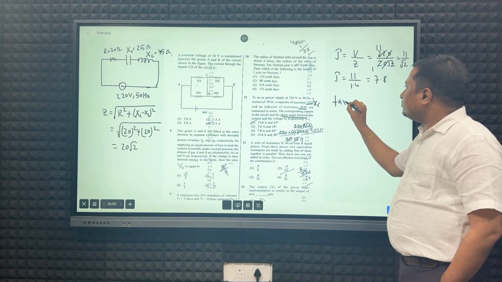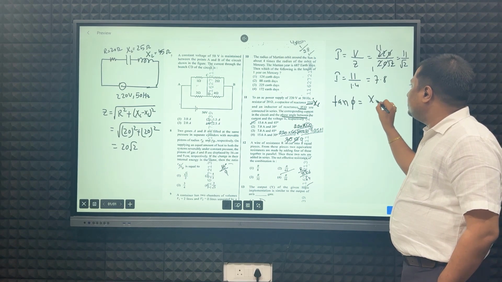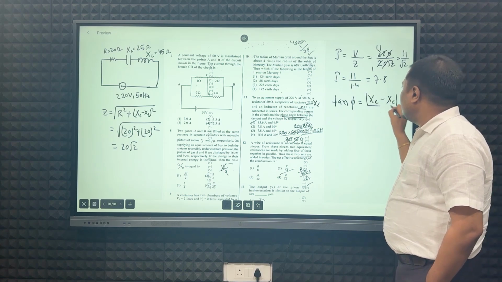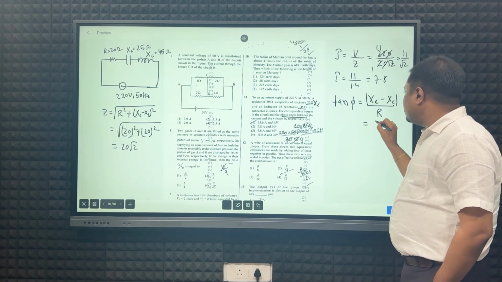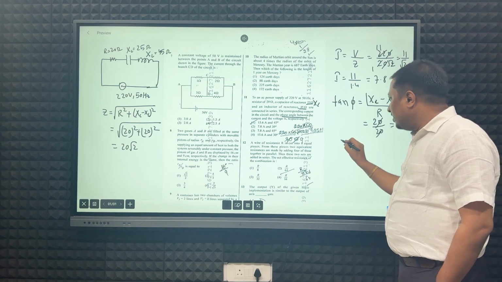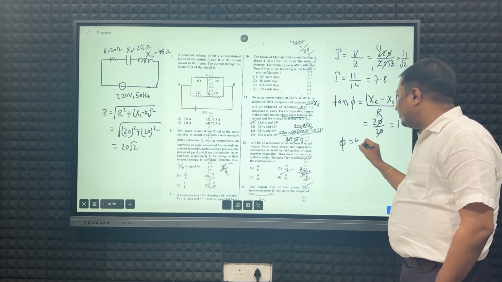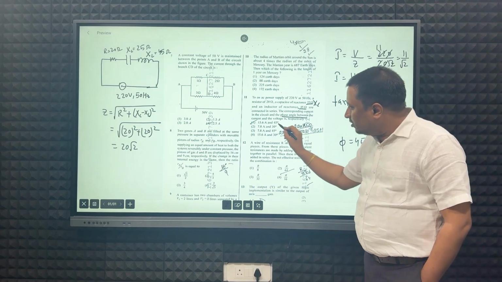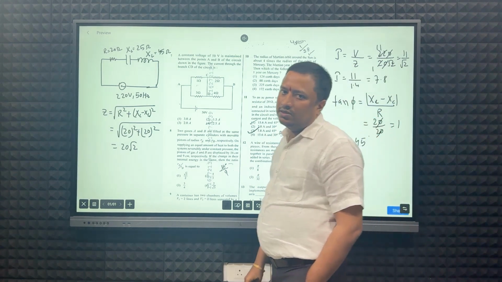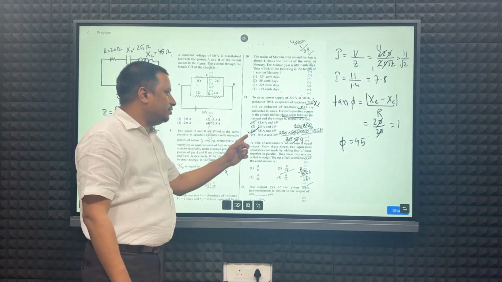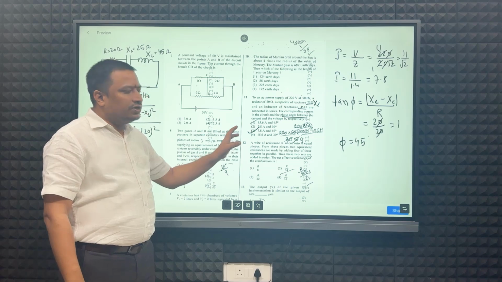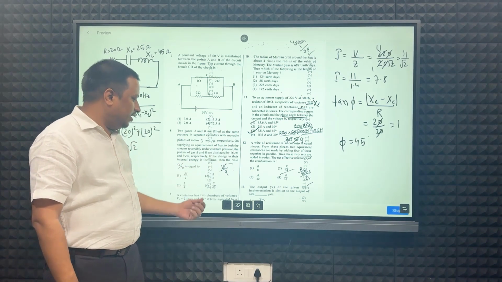Tan phi will be equal to |XL minus XC| upon R. XL minus XC is 20, R is also 20, 20 by 20 will give me 1. Tan phi is 1 only when phi is equal to 45 degree. So 45 degree and 7.8 ampere, that is the third option. This will be the correct answer. This is question number 11. Answer will be third option. This is a good question of alternating current. It's an easy one.